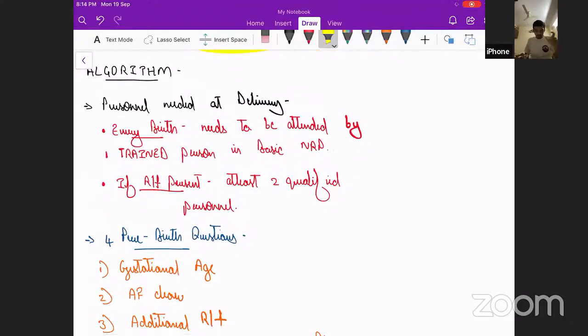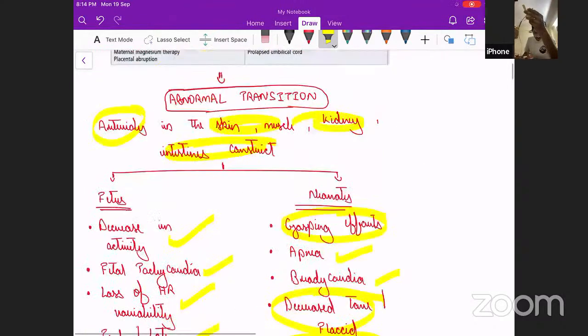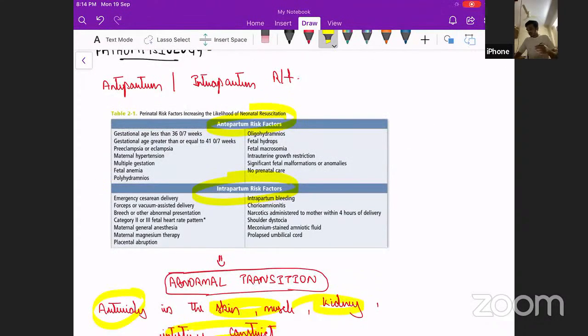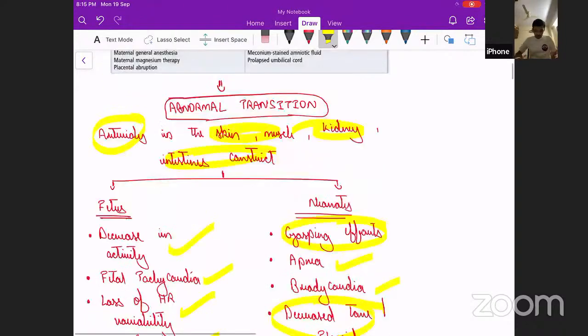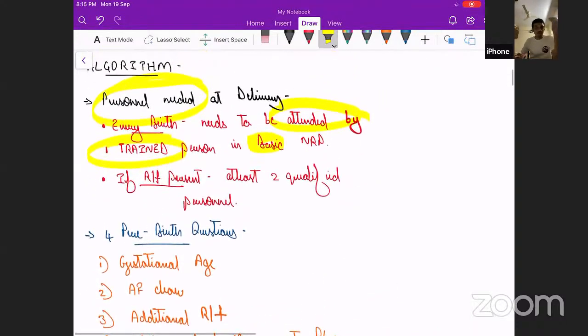Before we move on to the algorithm as such, for the neonate to be resuscitated, what is the number of working hands needed at the time of delivery? That we need to know, correct? Every single birth that occurs needs to be attended by one person trained in basic NRP. And if any of the antepartum and intrapartum risk factors are present, as discussed earlier, then we obviously need to anticipate that the baby might not cry and might need resuscitation.